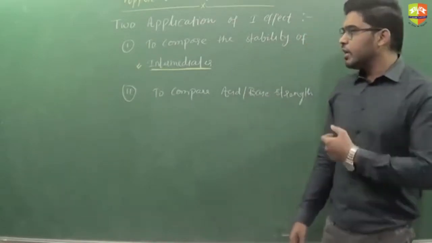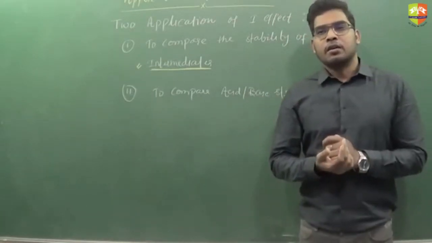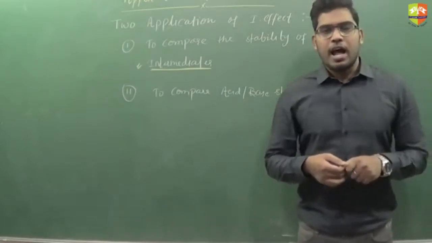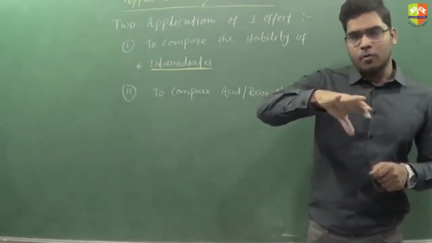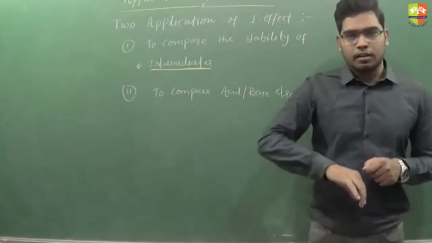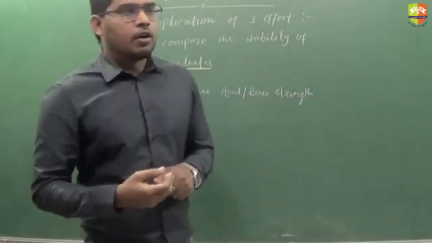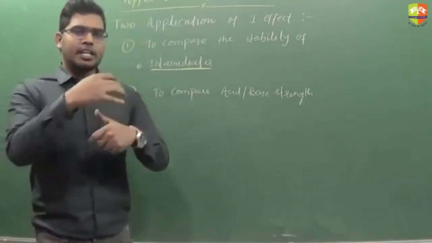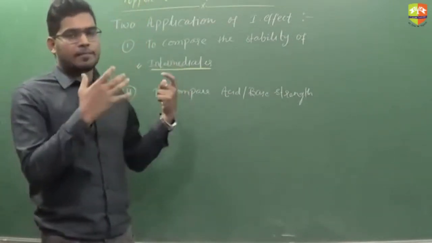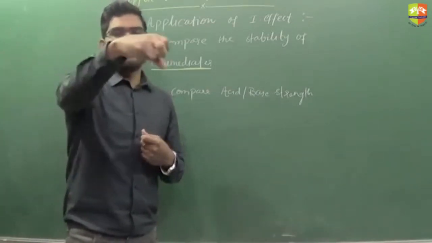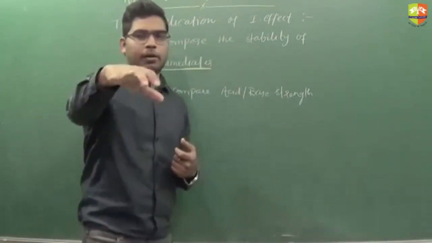These intermediates are highly unstable, and they convert into product very fast, easily. So all the intermediates are less stable, but among the intermediates themselves we can have different stabilities.